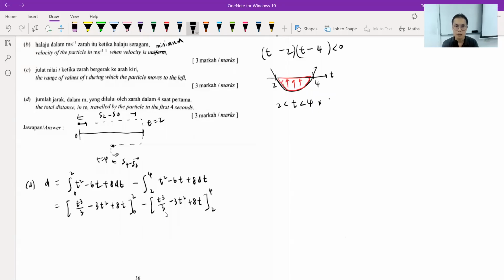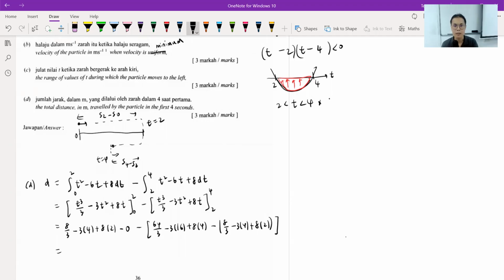Let's substitute. Let's put 2 inside. 2 to the power 3 is 8. 2 squared is 4. 8 times 2, minus 0. This is 4 to the power 3, 64 over 3. 4 squared is 16. 4 times 8, you can write 32. Then subtract 8 over 3, 3 times 4, 8 times 2.